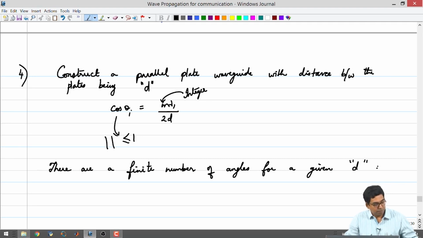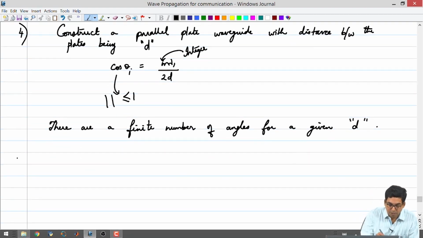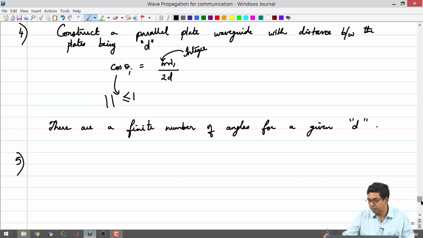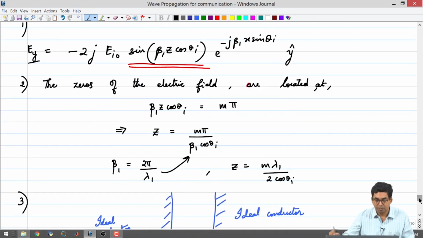Okay. So, first of all, we notice that the velocity is smaller. Second, we notice that it can act as a delay element. Third, it is not a fully controllable delay element. It has got its quirks. There are only a finite number of angles at which you can launch. Okay. What else? Let us look at the total field expression once again.